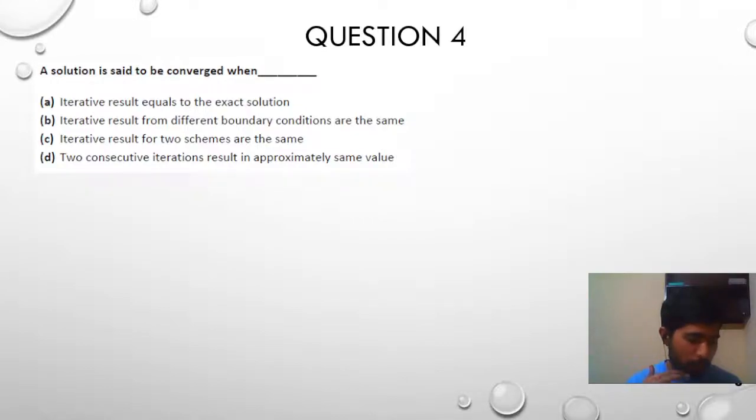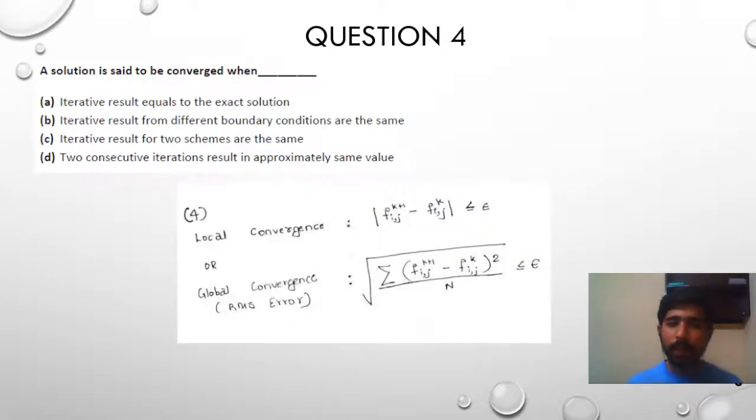RMS value, convergence, but with two different grids, you will get two different answers. You will not get the same answer. So that is not the way in which you calculate convergence. Root mean square iteration error. Yeah, exactly. You calculate RMS. So that is how you calculate the global convergence.